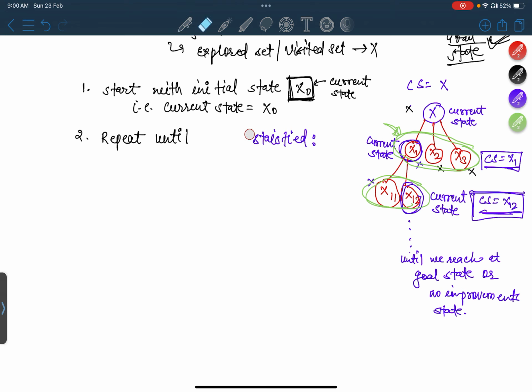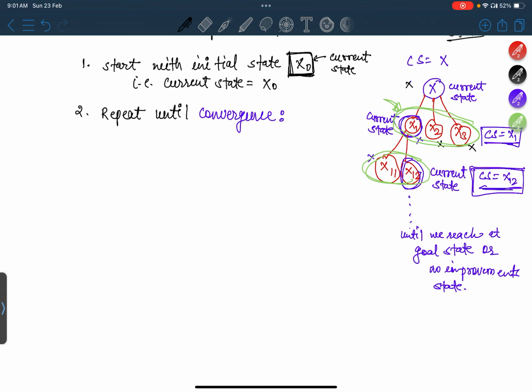And you can say repeat until the algorithm has reached convergence. So repeat until the algorithm has converged to some stage, that from here onwards no further improvements are happening, then we will return that convergence as a solution. So in this repetition step, what will we do?